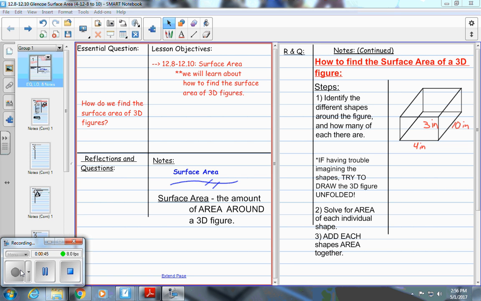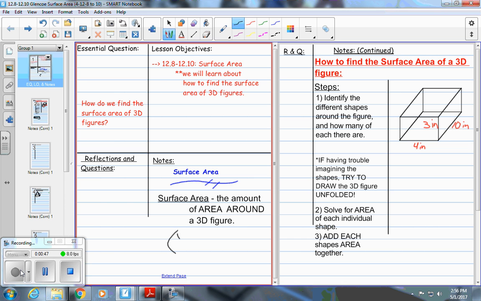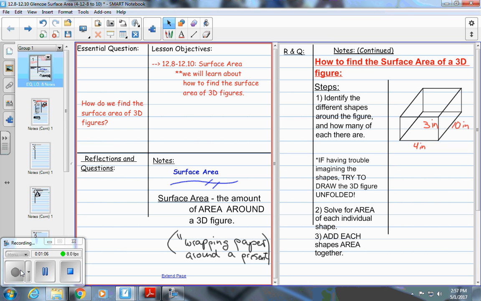The way I think about this is it's the wrapping paper of a present. So surface area to me is like the wrapping paper around a present. This gets used a lot in building wrapping paper or building boxes. You have to know how much area is around something in order to buy materials sometimes.